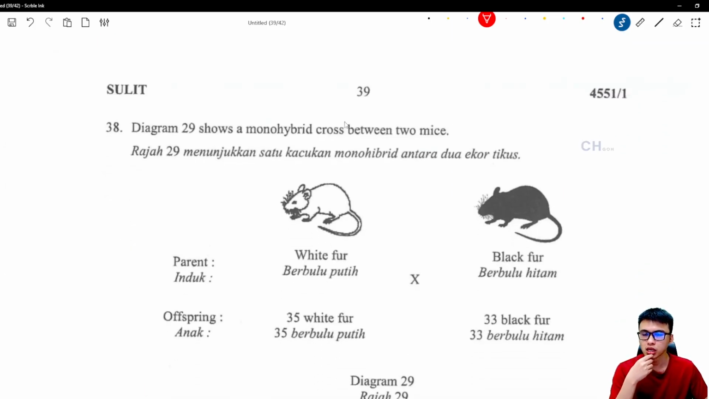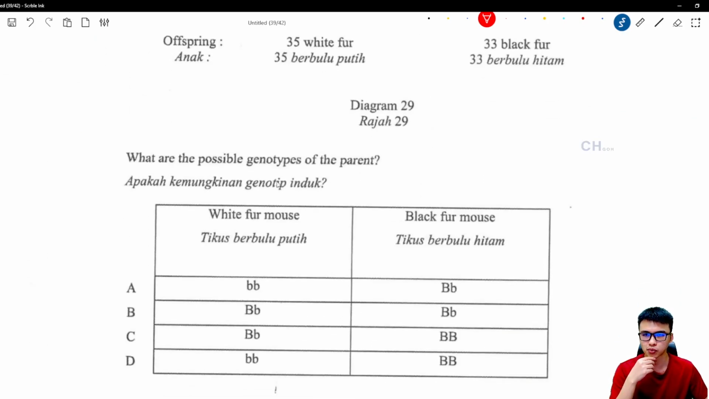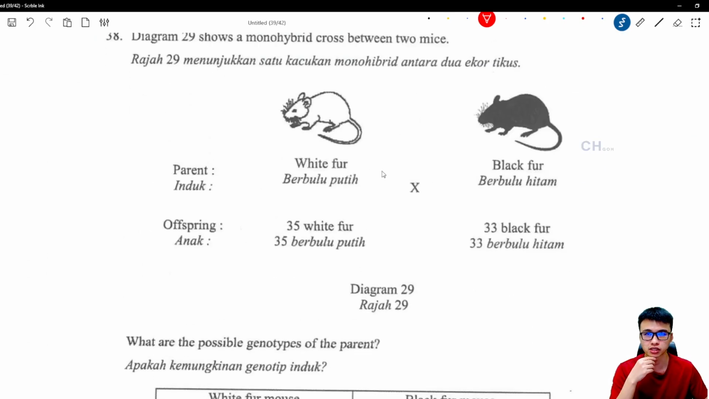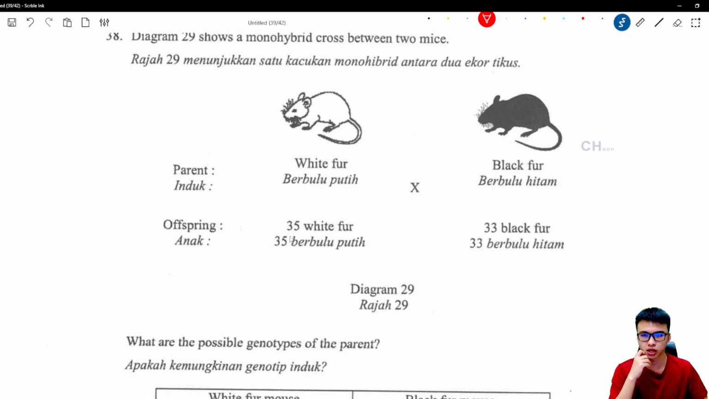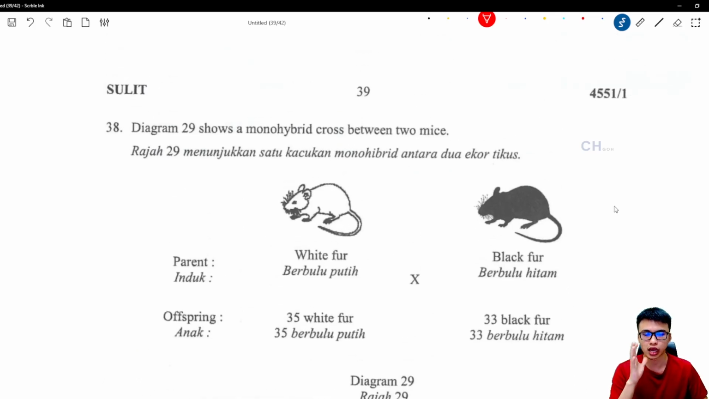Okay, next one. Question 38. Diagram 29 shows a monohybrid cross between two mice. What are the possible genotypes of the parents? Well, this one is a bit tougher. Let's find out the answer here. So you can see the offspring, we have the white fur and the black fur. We do not have enough information, but we can guess. We can assume either the white fur or the black fur is dominant. Let's make the black fur the dominant.